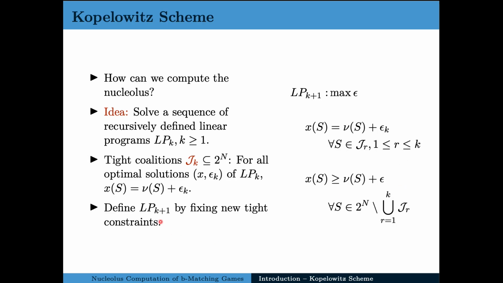Then you can define LP k plus 1 recursively by fixing all the new tight constraints. So transitioning from LP k to LP k plus 1, we fix all the excesses for the coalitions that were previously tight. And then we maximize the worst-case excess among all unfixed coalitions.